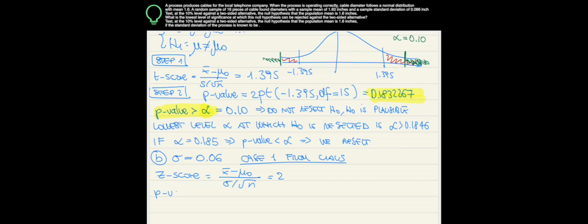The p-value corresponding to 2 is 2 times pnorm. Okay, this time we'll calculate the upper tail, lower.tail false, which is equal to 0.0455. So in this case, as the p-value is lower than 0.10, we would reject H0. And actually, we would reject H0 even with a significance level of 0.05.